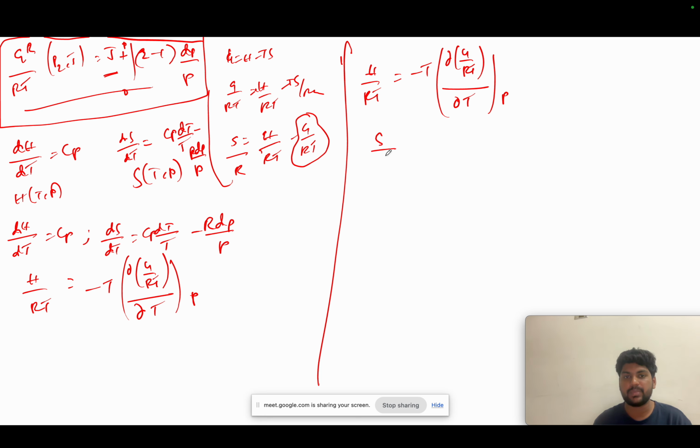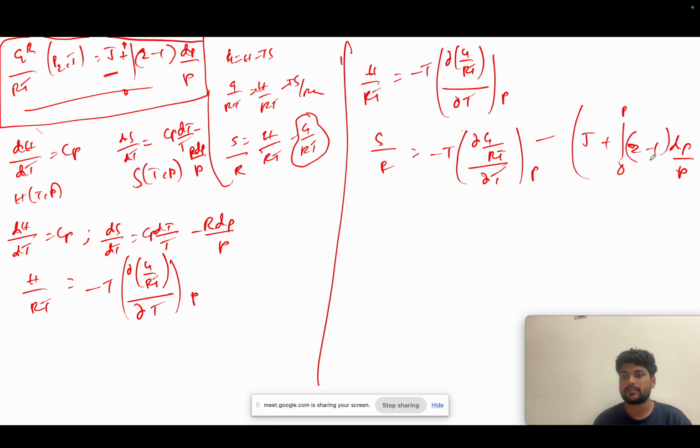Then S by R will be minus T of dZ by dT at constant pressure. This is for this, and then minus of this whole equation here, that is Z plus whatever it is, the integration from 0 to P of Z minus 1 dP by P.